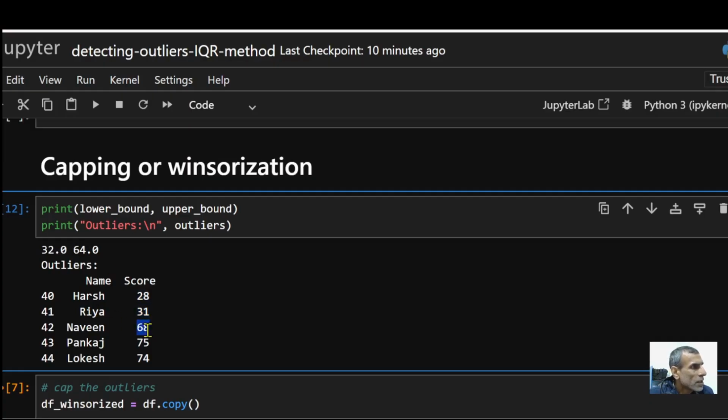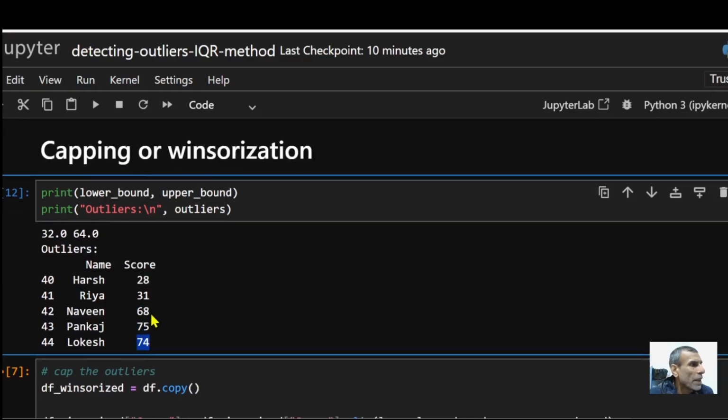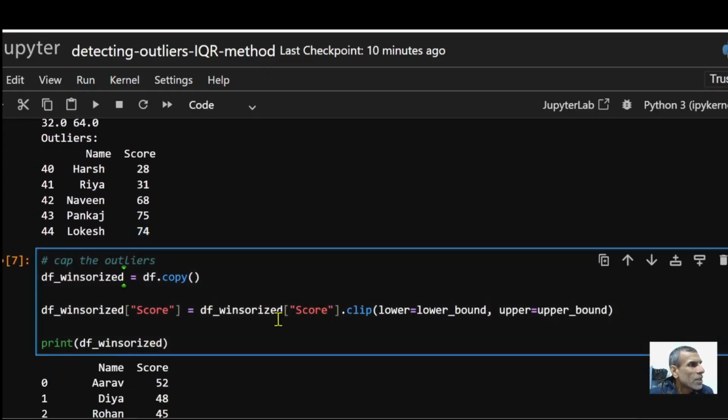These other ones, 68, 75, 74, are bigger than 64. I'm going to reset them. I'm going to change them to 64. So this is called capping. I accomplished that using this particular logic over here.